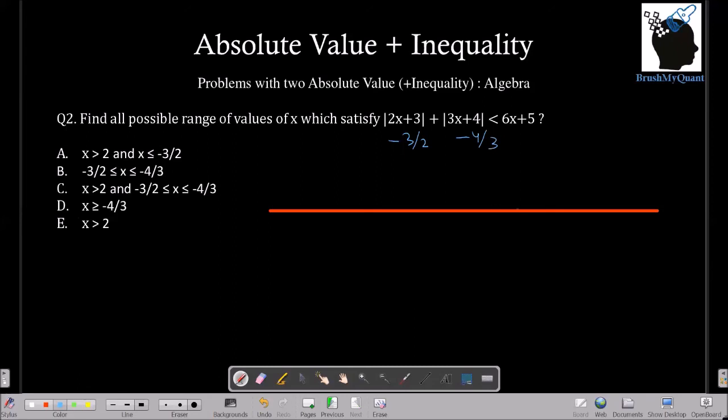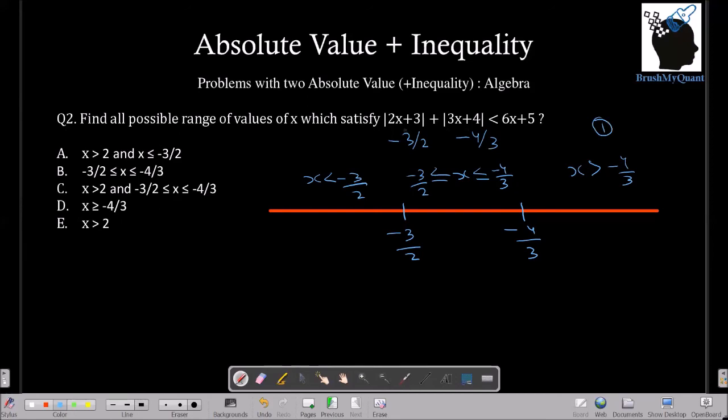We are going to plot these 2 points, which are minus 4 by 3 and minus 3 by 2, and we'll take 3 cases. x is greater than minus 4 by 3, x lies between minus 4 by 3 and minus 3 by 2, and x is less than minus 3 by 2. Now we are going to assume a value of x which is greater than minus 4 by 3. Let's say x is equal to 1 and see what happens to things inside the 2 absolute values.